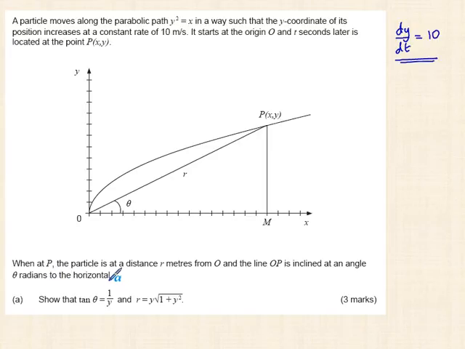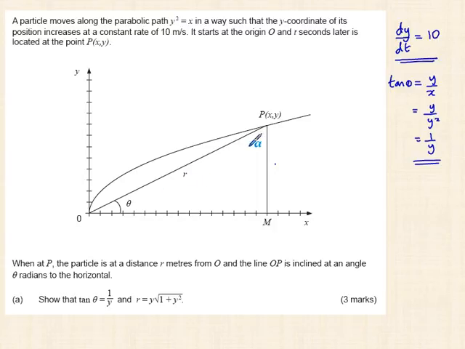When at P the particle is at a distance of r meters from O, and the line OP is inclined at an angle theta radians to the horizontal, as we can see here. Show that tan theta is 1 over y. Well, tan theta is just going to be y over x, and we're told that y squared is x. So that's y over y squared, which is 1 over y.